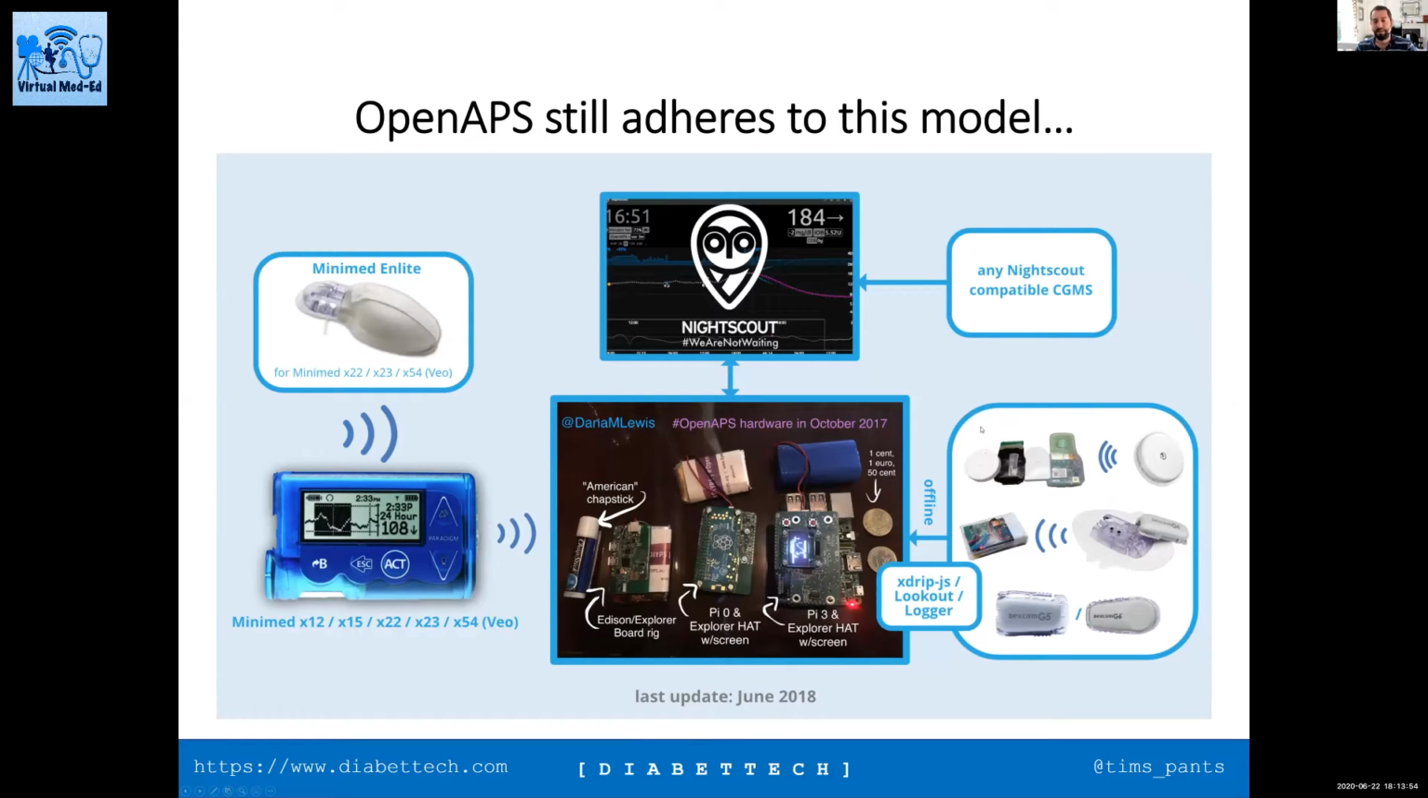OpenAPS still adheres to this model, but the scale of it has compressed dramatically. So it's now available on a much smaller piece of hardware, known as an Edison or as a Raspberry Pi. That's the Raspberry Pi without a battery attached to it, which you can run this system on. And that's the Edison. I would hold them up side by side, and you can see that's the Edison, that's the Raspberry Pi. The Raspberry Pi is a little bit bigger.